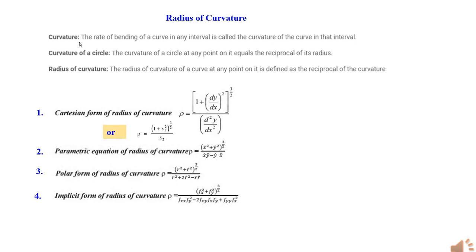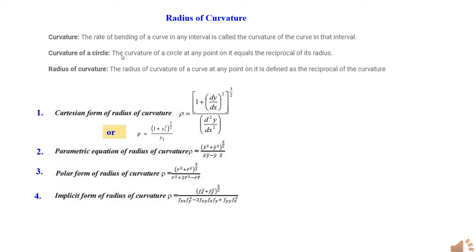Now first, curvature means the rate of bending of a curve in any interval. The curvature of a circle at any point on it equals the reciprocal of its radius, and radius of curvature in the case of any curve at any point is defined as the reciprocal of the curvature. So curvature is the rate at which the curve bends, and the curvature of a straight line, you know, is already 0.